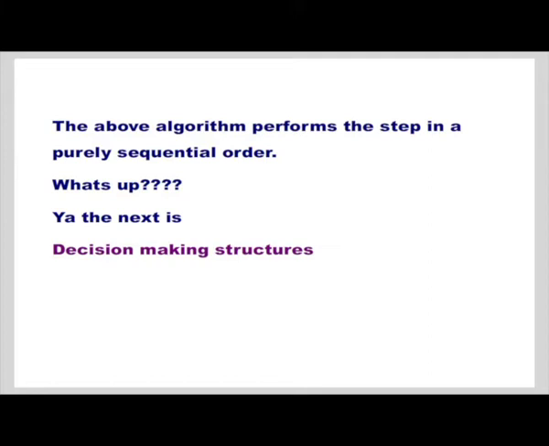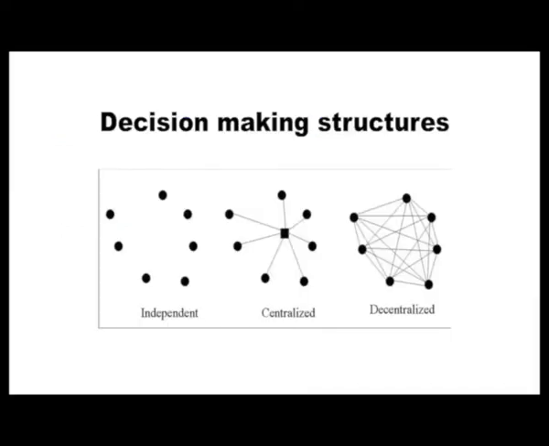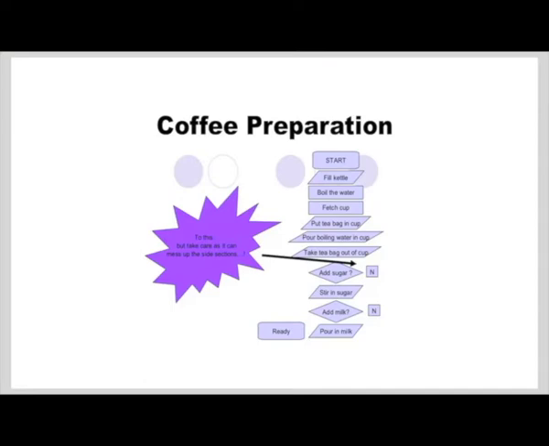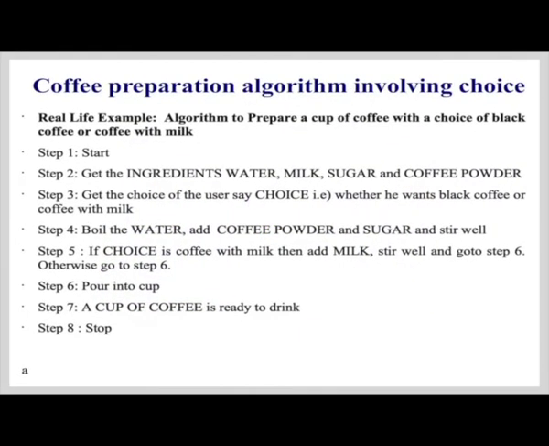The next is the decision making structure. Shall we bunk class today? The answer is almost yes, but at least a few no, I guess. In the above question, you know that you have to make your decision. In coffee preparation, whether milk needs to be added or not depends on your taste. There also you have to make your decision.